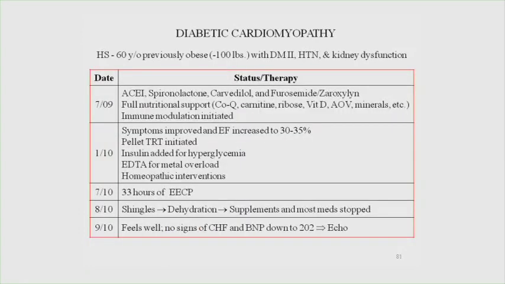So we began to treat him with neuroendocrine medical therapy, a diuretic, full nutritional support, and I began him on immune modulation. And he improved a little bit, but he wasn't feeling great. We added testosterone therapy, which is an immune modulator. We began to treat his diabetes with insulin. He began a program of metal detoxification. He worked with another practitioner who's very good with homeopathy. We treated him with external counterpulsation, and he was getting better.